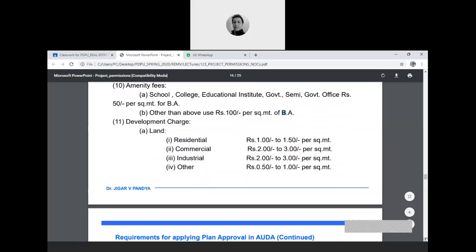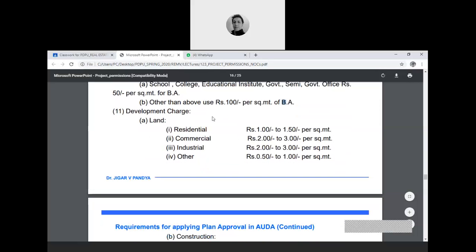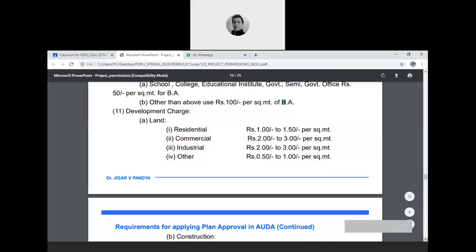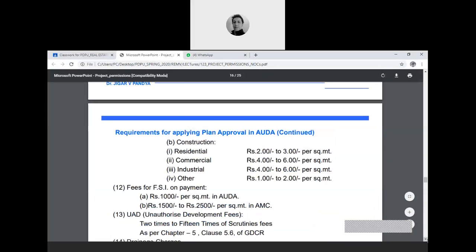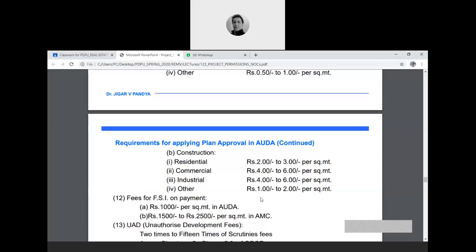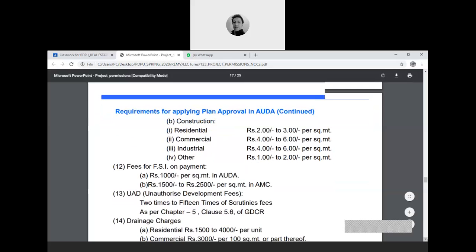Then there is a development charge, and this is again a separate charge they take for the land, and depending on what you are constructing, whether the building is residential, commercial, or industrial, the charges may vary. So that's another fee you need to pay. That was for the land, and then there is a separate development charge for the construction of the same, whether it's residential, commercial, industrial. So there are two types of development charges. One is for the land, and one is for the construction.